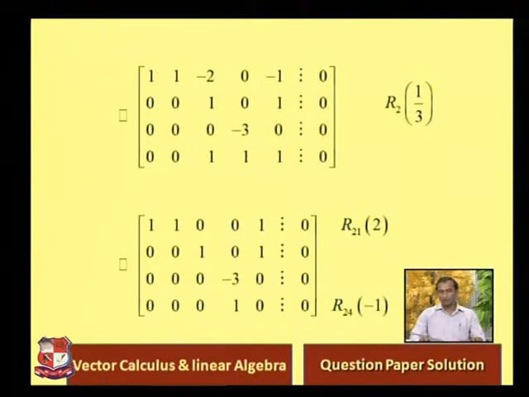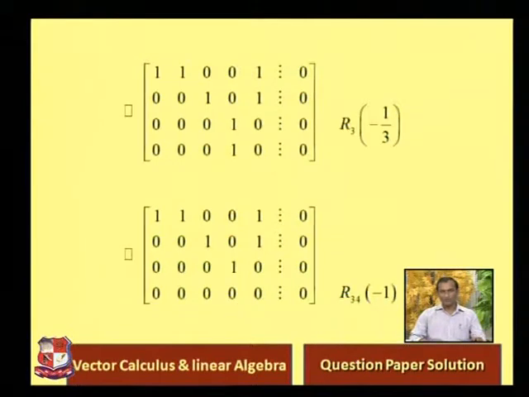Similarly, in all rows we multiply and add the corresponding elements, so we get this answer: 1 1 0 0 1 0, 0 0 1 0 1 0, 0 0 0 minus 3 0 0, and 0 0 1 0 0. Now we find the next leading one. The next leading one is in the third row and fourth column.